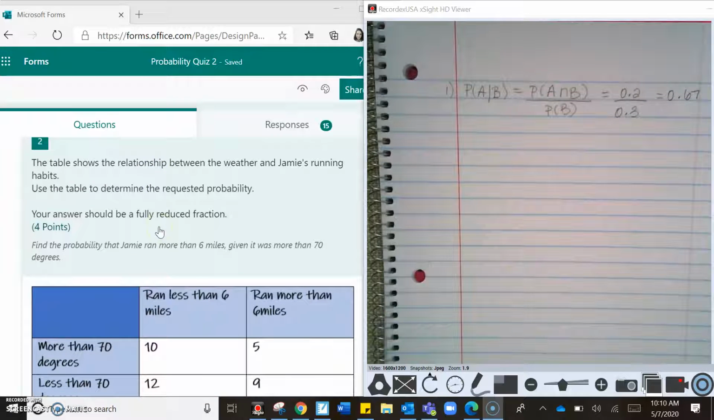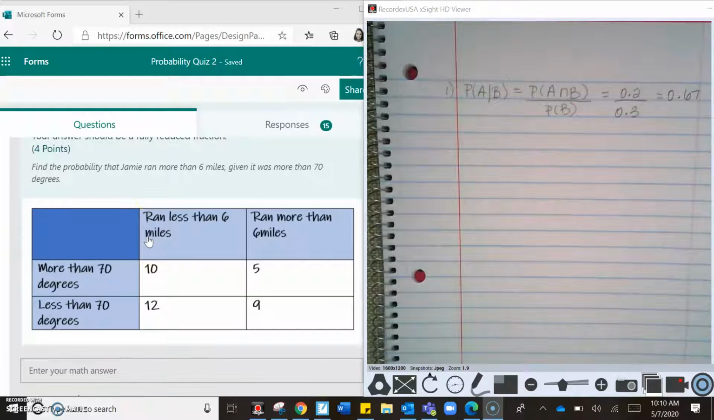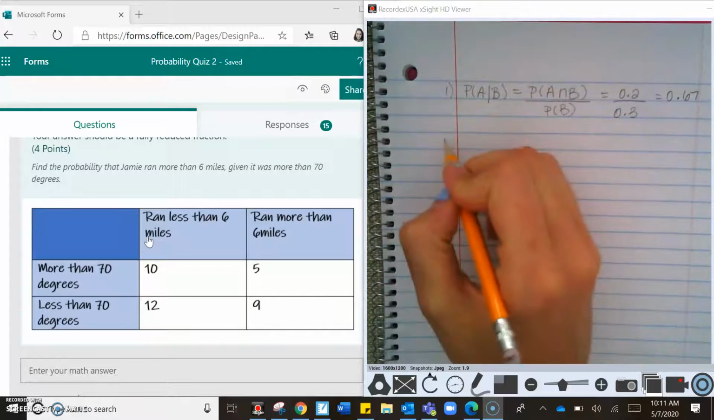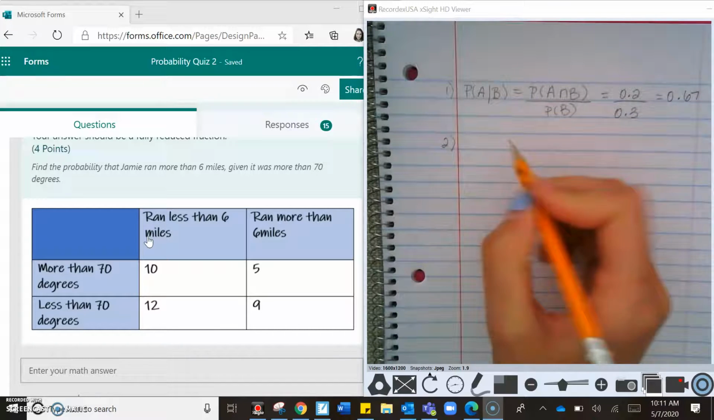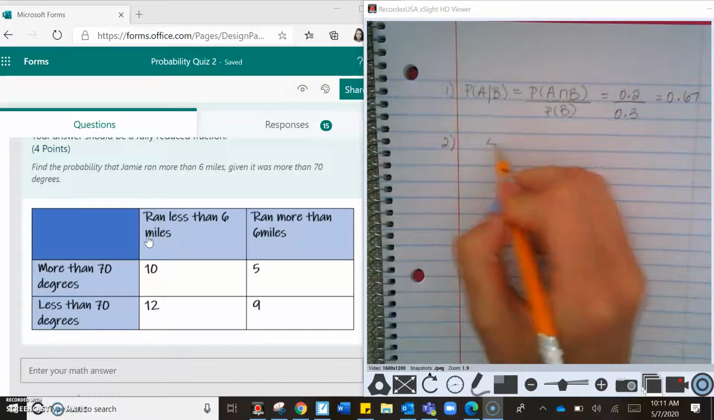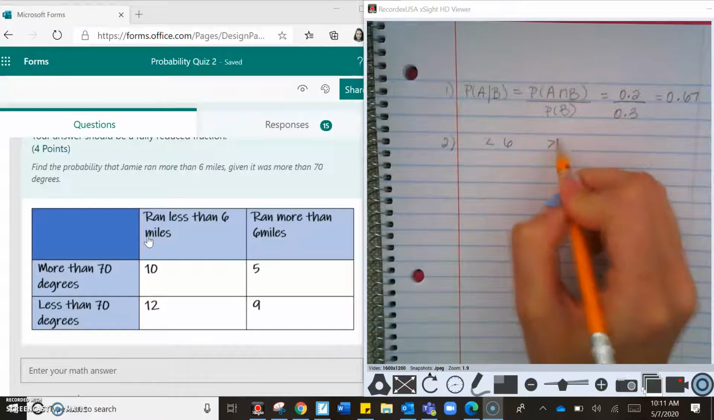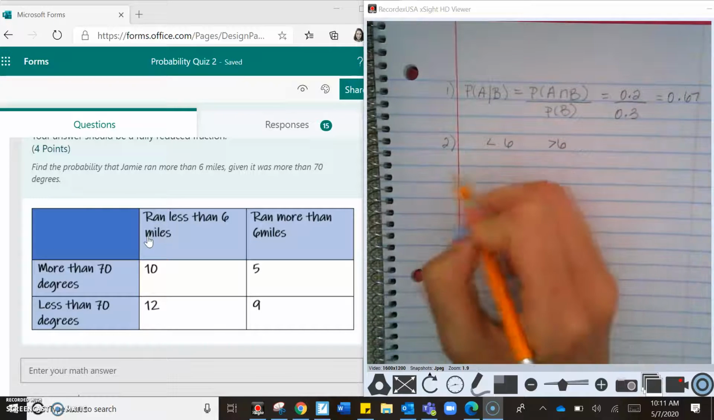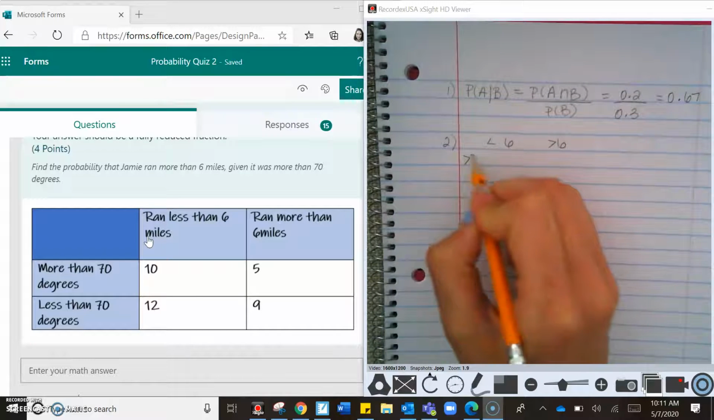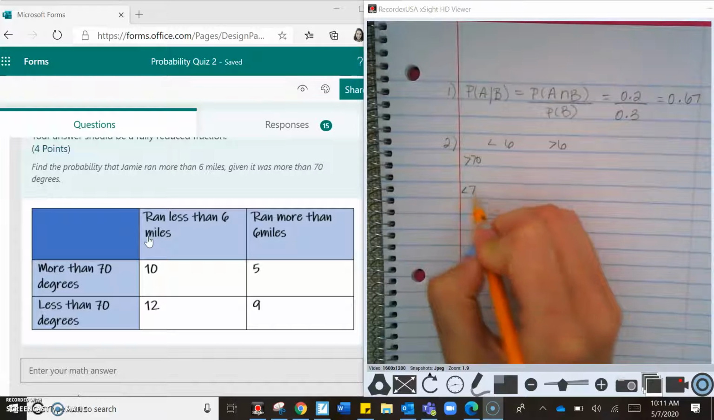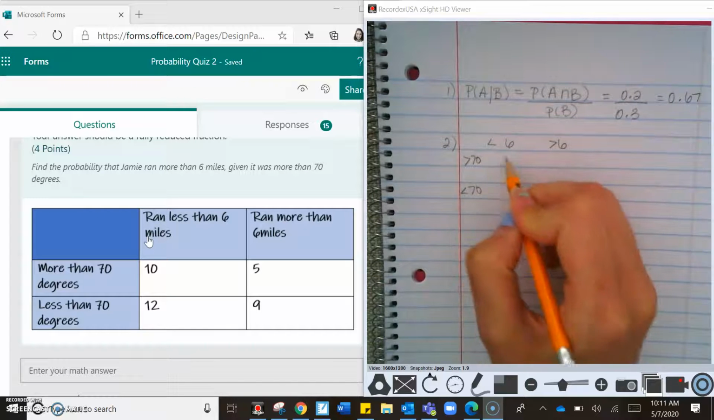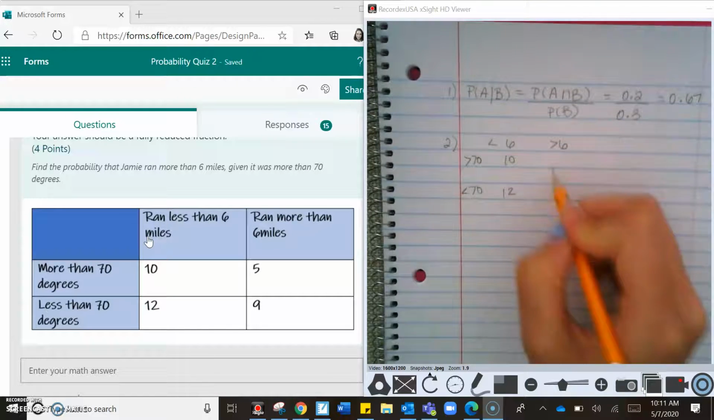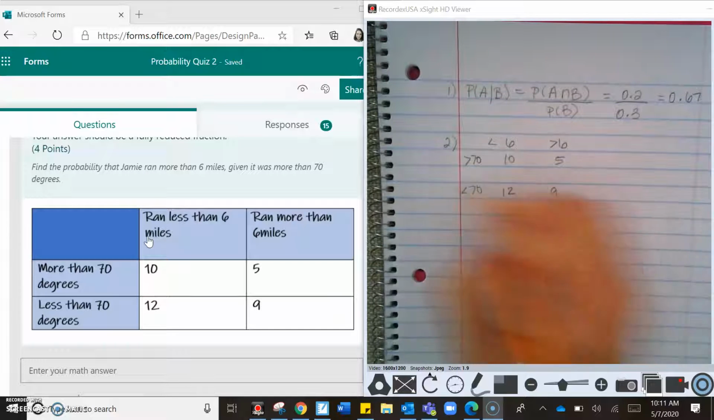Number 2, the table shows a relationship between the weather and Jamie's running habits. Use the table to determine the requested probability. Your answer should be a fully reduced fraction. So let's recreate this table. I'm going to say less than 6, more than 6. I'm going to say more than 70, less than 70. This is 10, 12, 5, and 9. All right.